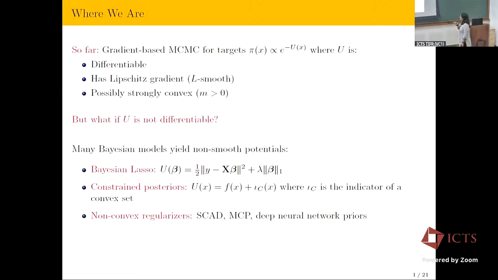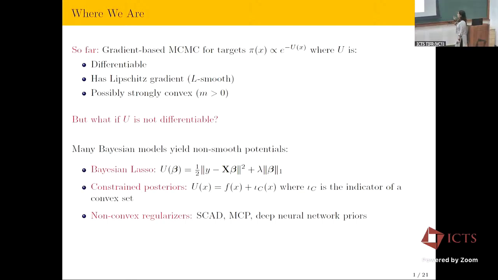Okay, so for example, a very popular model is the Bayesian lasso model, which does linear regression, pushing the slopes of the lines in the linear regression to zero for some of the components. And that's what the L1 penalty over here does. And so with the L1 penalty, the U potential becomes non-differentiable.